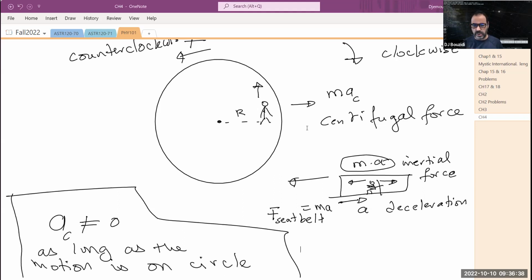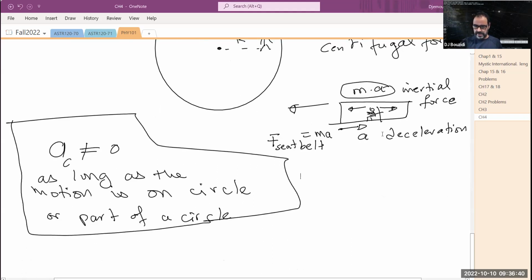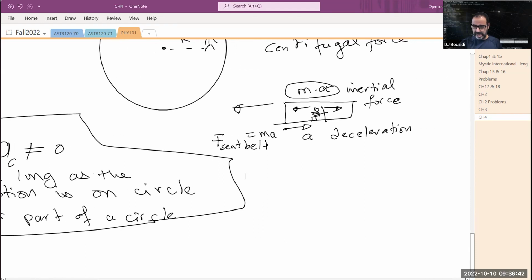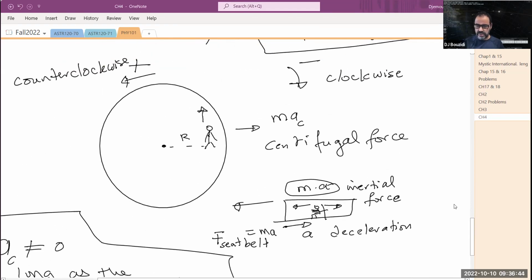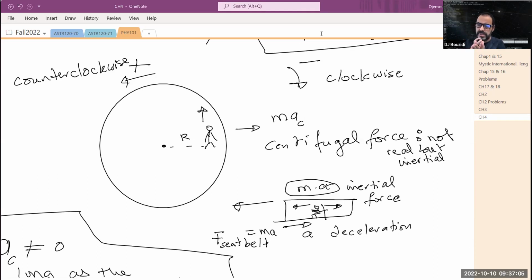Centrifugal force is not a real force. It's really an inertial force. Centrifugal force, not real. But how should I call it? Inertial force. That's exactly what it is. Just like what you experience if you're sitting on the bus or in a car and somebody hits the brakes. And it's the same thing, by the way.